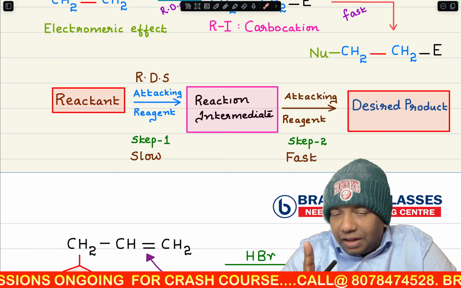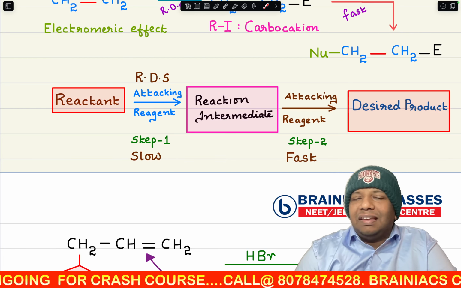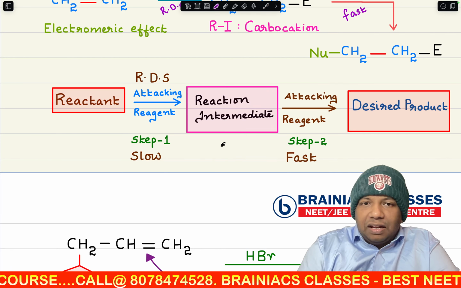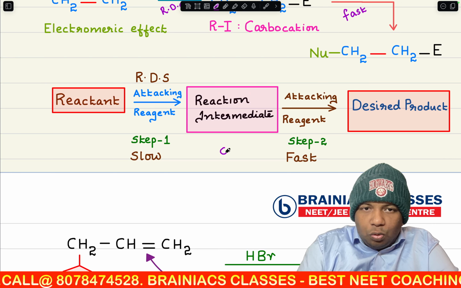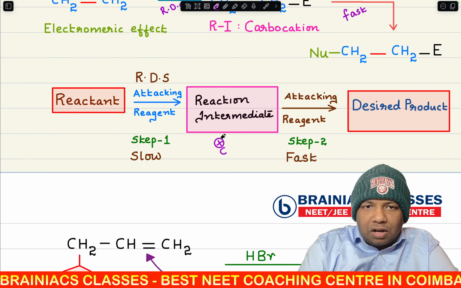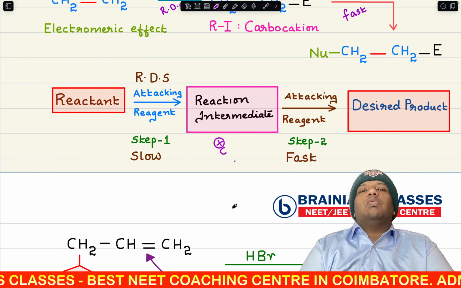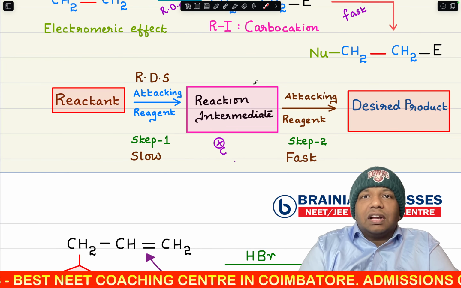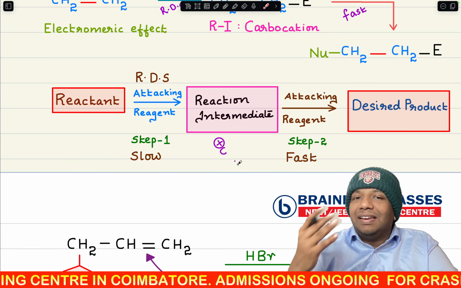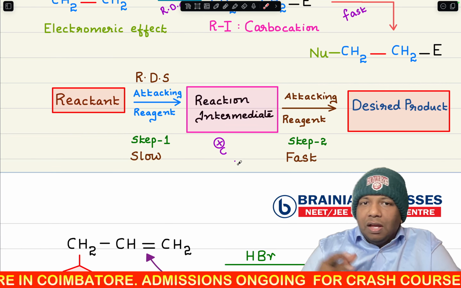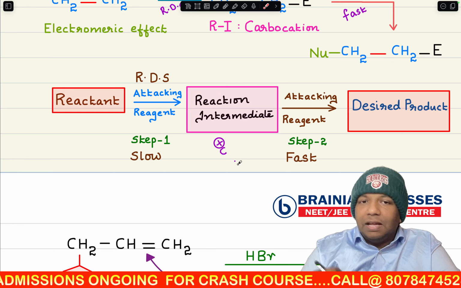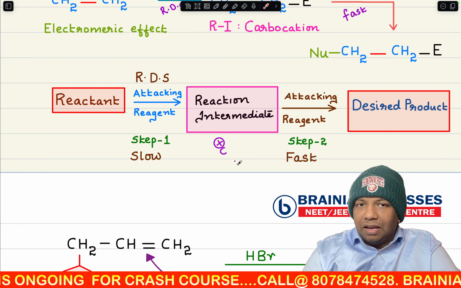But here you need to take care of one very important point. We know that the reaction intermediate in an electrophilic addition reaction is always a carbocation, correct? So, carbon with the positive charge. So here what you need to ensure is that carbocations always have a tendency to undergo rearrangement. There are different types of rearrangement like hydride shift, methylide shift, and benzyl shift.